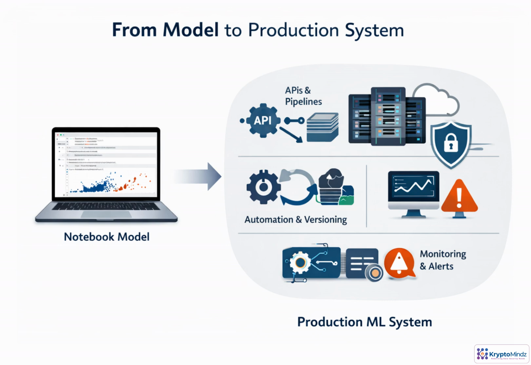A model that works in a notebook is only the starting point. To create real value, it has to become a reliable system, served through an API or batch pipeline, packaged for deployment, and run on infrastructure that can scale and stay secure. Teams also need versioning, automation, monitoring, and alerts, so they know what changed, whether performance is drifting, and when to intervene. Production is the engineering around the model.